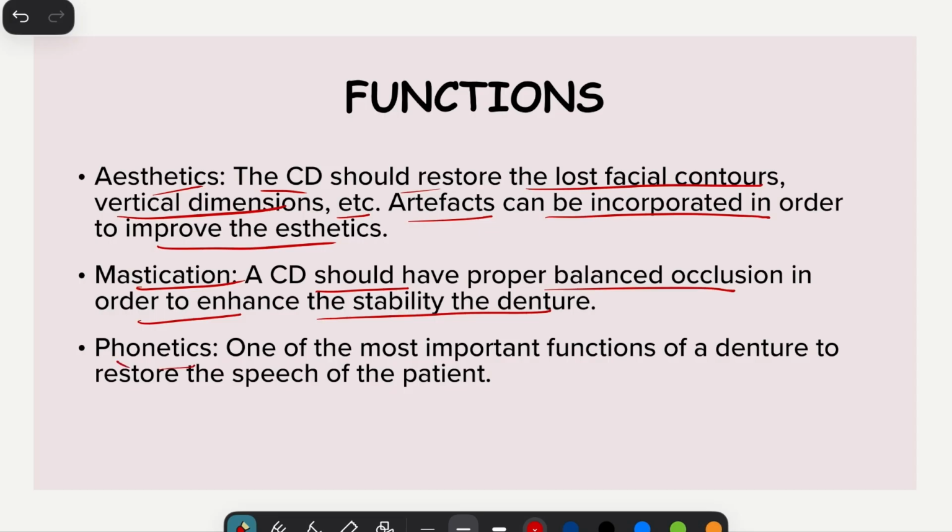Then, phonetics, that is the speech. One of the most important functions of a denture is to restore the speech of the patient. They help the patient pronounce sounds correctly, especially labiodental and sibilant sounds. Complete denture also helps the patient gain self-confidence by replacement of missing teeth.